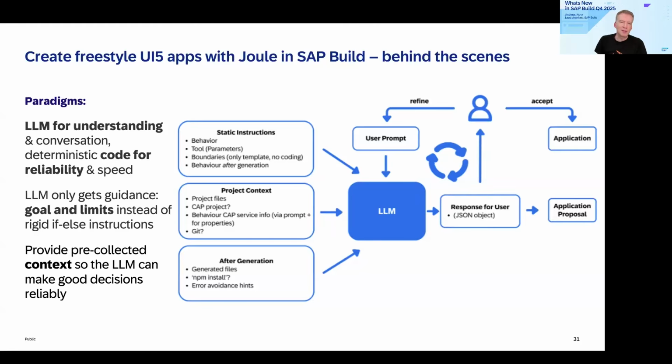And in the end, as you have seen with the sample prompts, we pre-collect a lot of context about the current project, what files are there, is there a CAP project? If yes, then we inspect it, what services are there? And there's a lot of context provided, so the LLM in Joule can make good decisions about how the application that is created should be tailored to the user's needs.